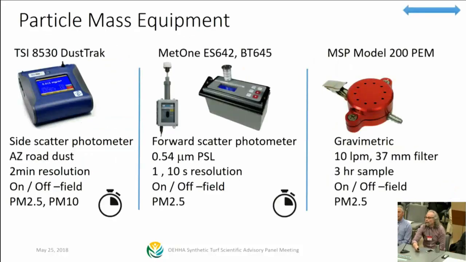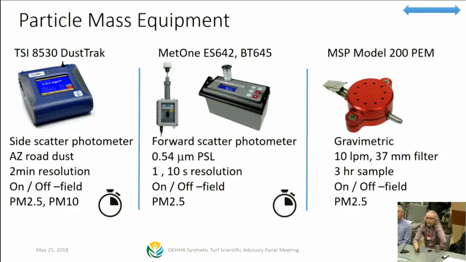We did particle mass measurements both on and off the field. I've got an icon in the upper corner showing horizontal arrows going back and forth. If you see that elsewhere in the presentation, it means we're looking for information that may lead us to on-off spatial variability. And the stopwatch icon means hopefully we may be able to glean information from activities.